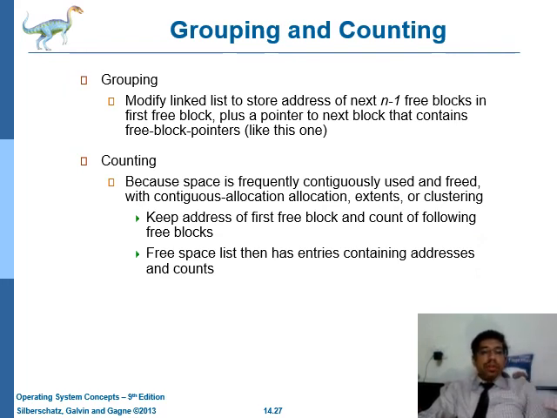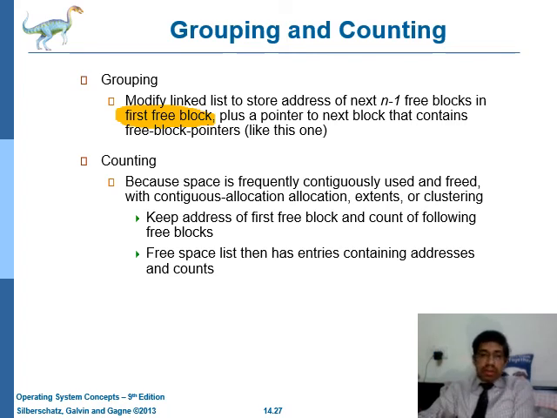Another method would be grouping and counting. In case of the grouping method, this is similar to the indexed allocation. You try to modify the linked list to store the addresses of the next n minus 1 free blocks. Okay, that means the first free block will contain the pointer to the next remaining free blocks, just like an index. And each of these nodes will eventually point to all those next free blocks' pointers.